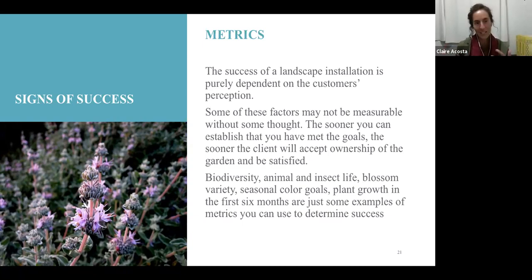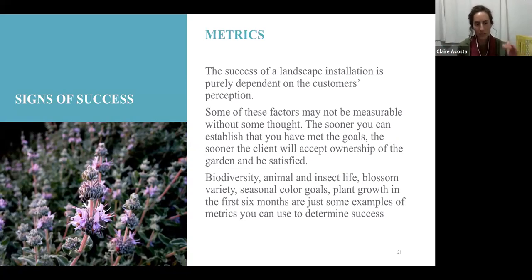You know, when can you help them recognize it, like, oh, it's done, it's successful, it's working, it's alive, this is the garden, it's mine now to take care of. Even if you might hire some maintenance, it's important to pass that baton, right? And some of those metrics can be anything from biodiversity to full year blossoming or seasonal color, or a good one is the plant growth in the first 6 months. So it's just having different metrics for determining what is considered successful.